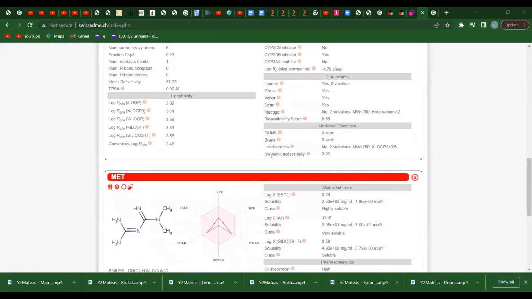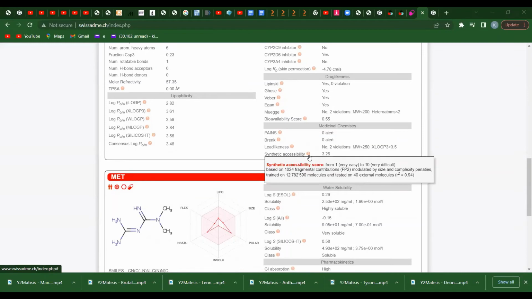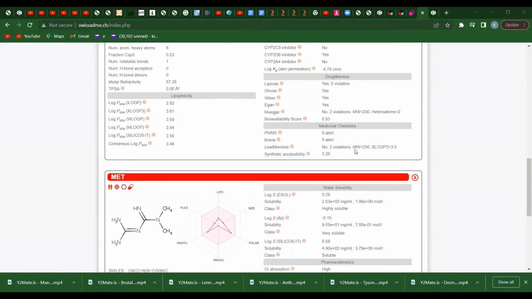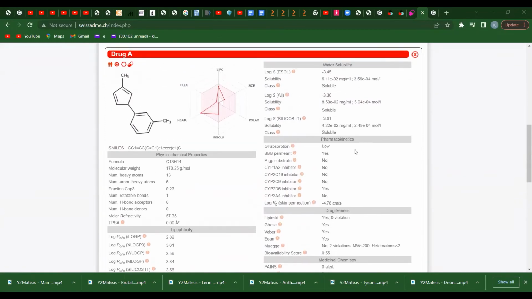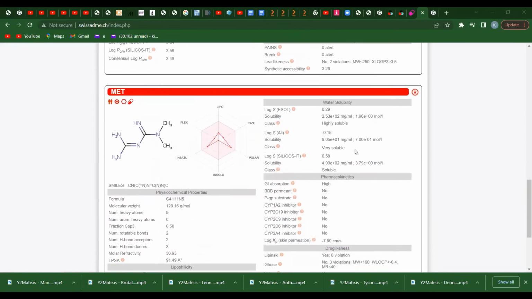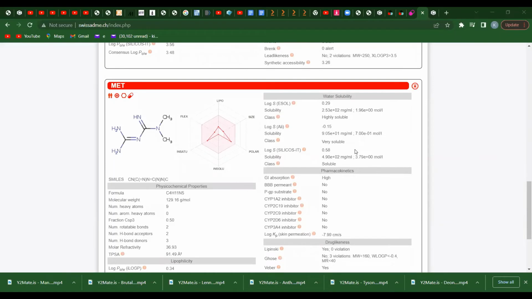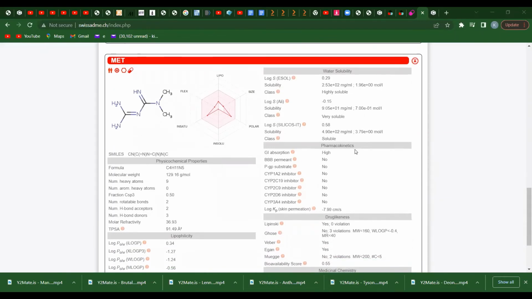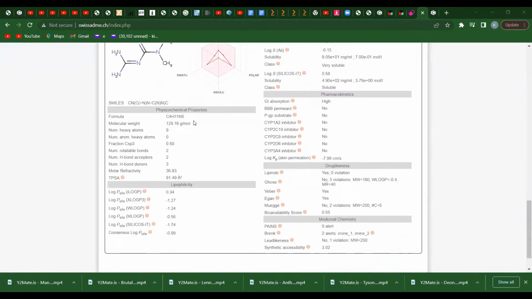So synthetic accessibility, for people that want to synthesize, also gives information. That is the compound with the structure we form. So let's go to metformin, which is a drug that is already in the market. This is the structure of metformin. This is the canonical SMILES, right? This is the pharmacokinetic properties, the formula and the rest. Can you see the lipophilicity is low?